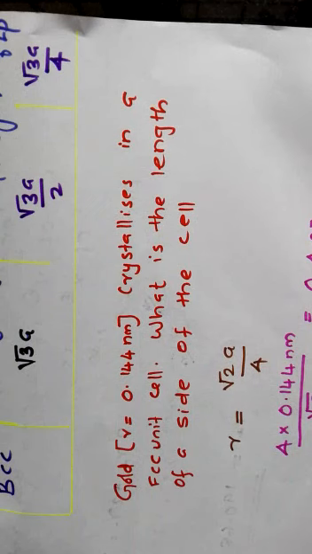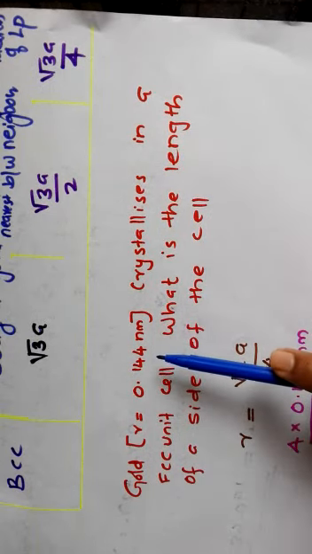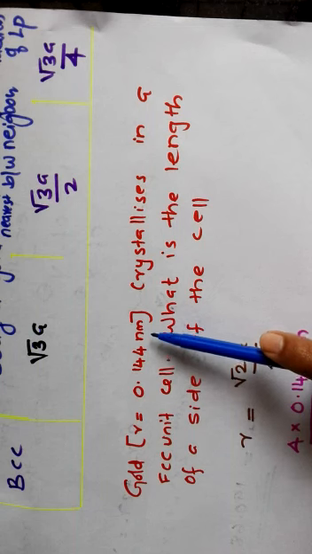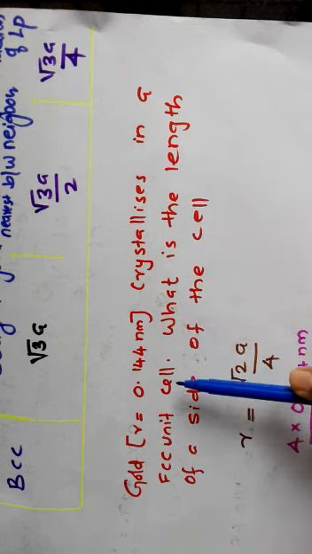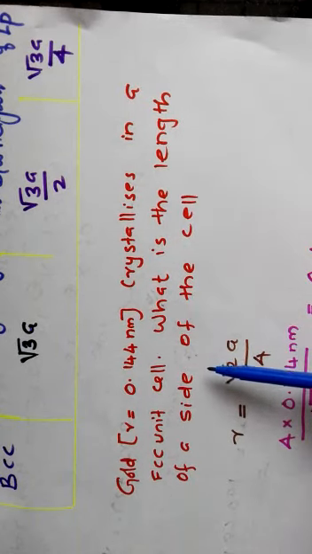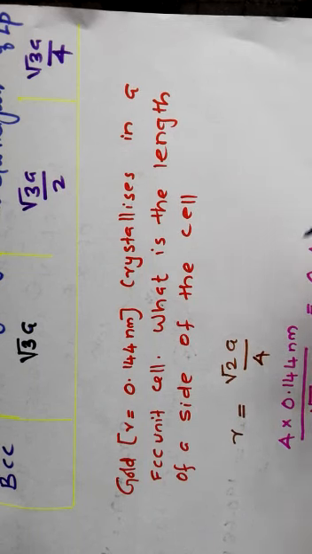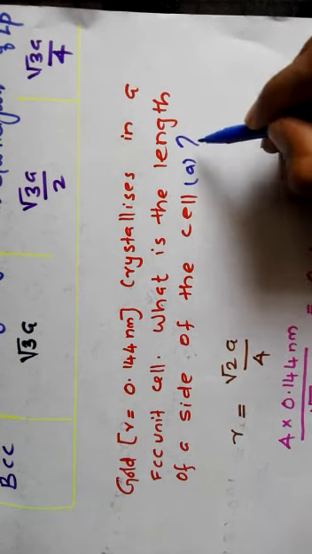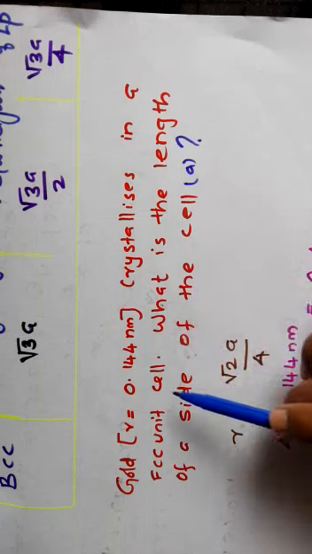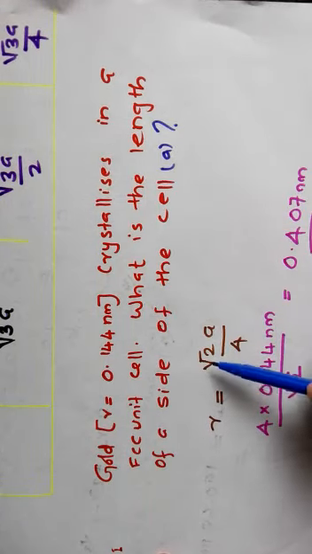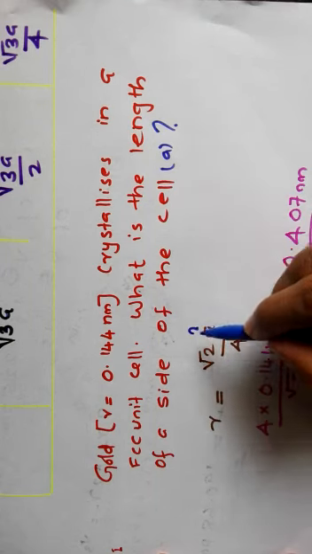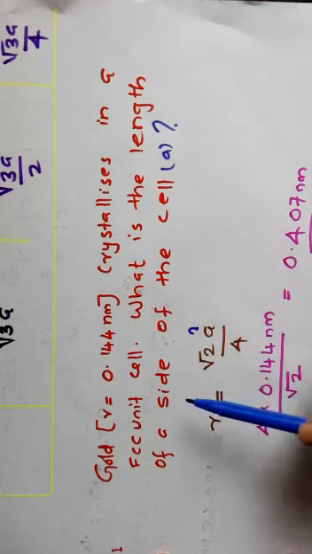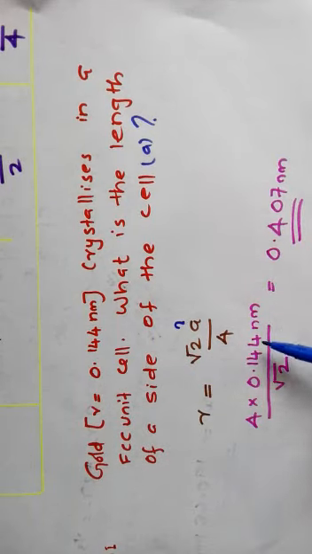Look at this question. Gold, radius 0.0144 nanometer, crystallizes in an FCC unit cell. What is the length of the side of the cell? They are asking you what is the edge length. The question is what is a? In FCC the radius is given. This is the equation: r = root 2a by 4. You want to calculate a. For that, a = 4r by root 2. Substitute the value of r, you will get this answer.